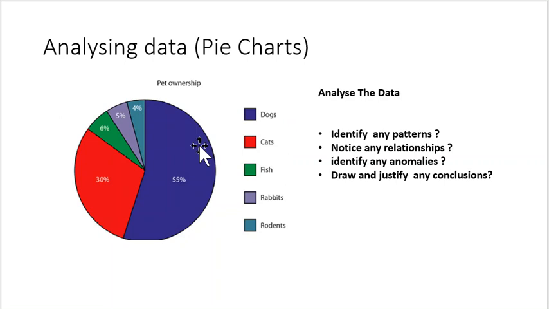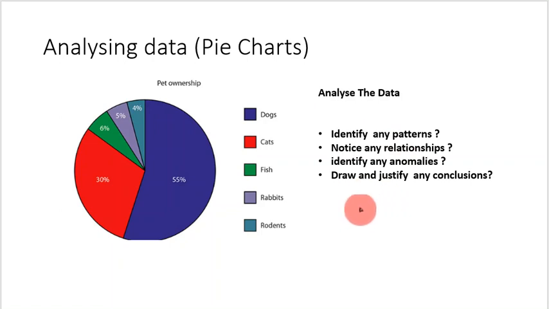Each of these sections of the pie is representative of the percentage of pet owners who own each type of pet. Just looking at the data, the pattern and relationship we can see is that dogs are the most popular pets in this group that was surveyed. The next is cats, followed by fish, followed by rabbits, and then the least popular is rodents.